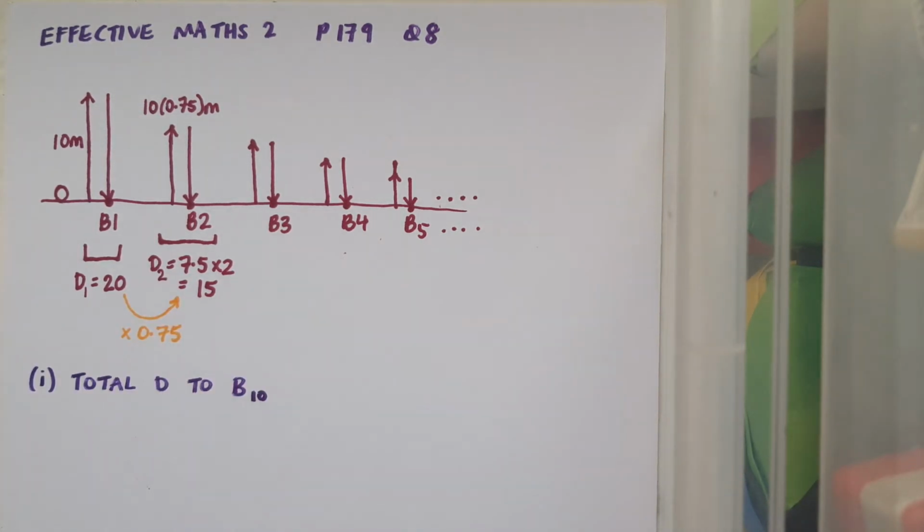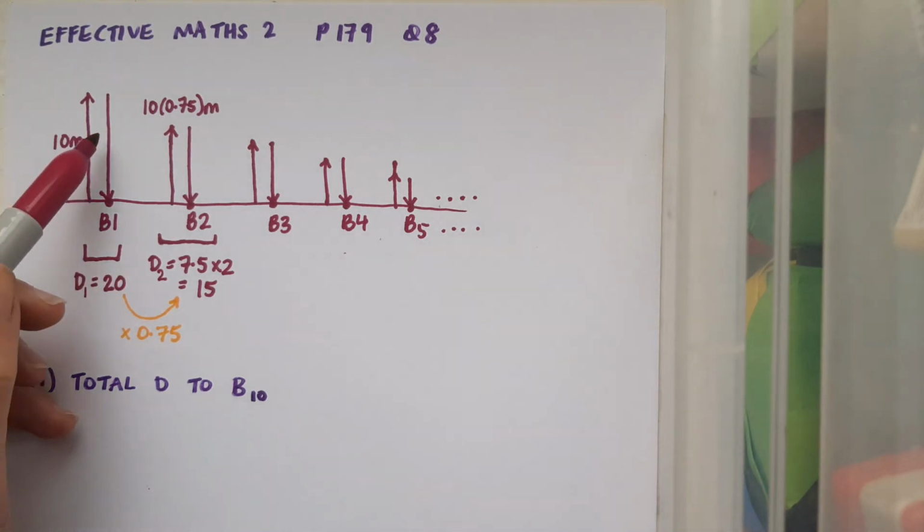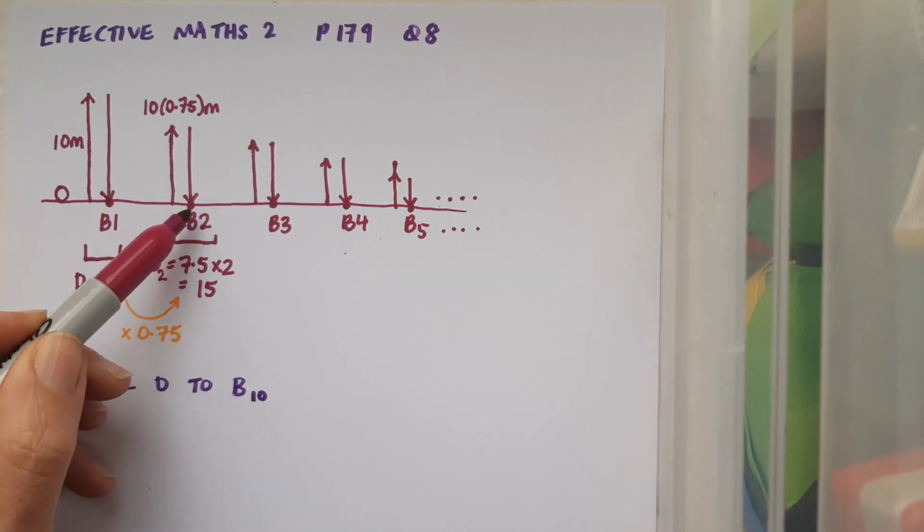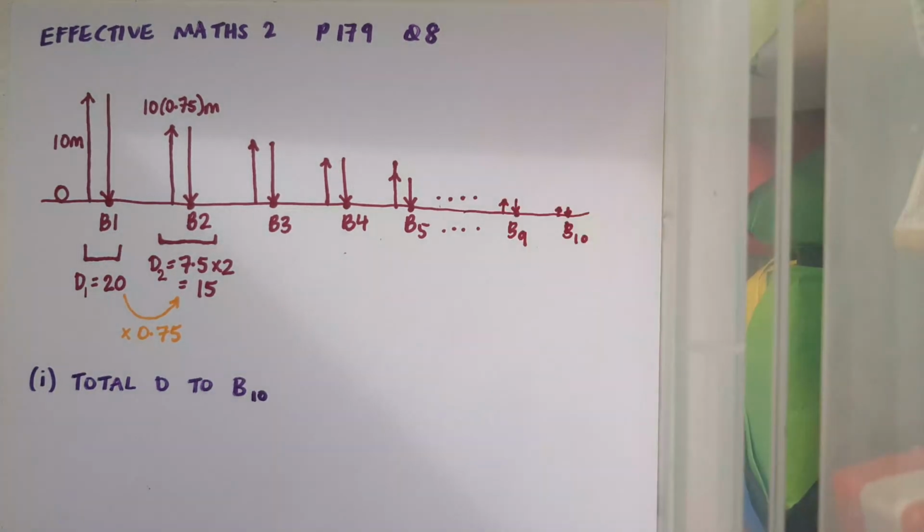I want to find the total distance to bounce 10, so I'm going to find the total distance on the up and down to bounce 1, the up and down to bounce 2, and so on and so forth. And I'm going to note my A and my R.